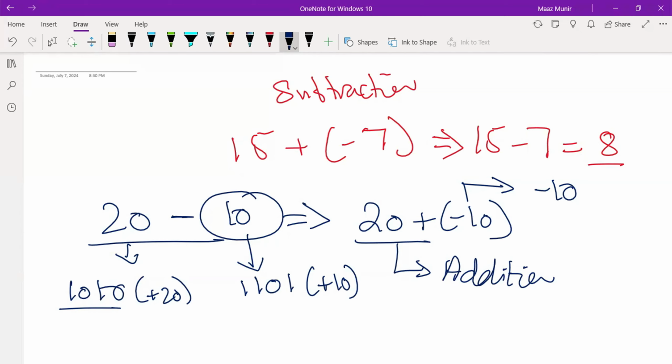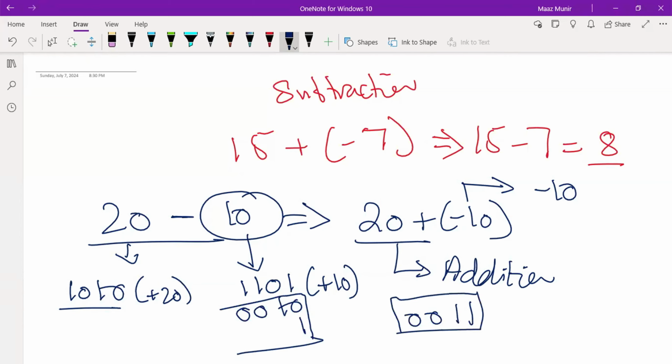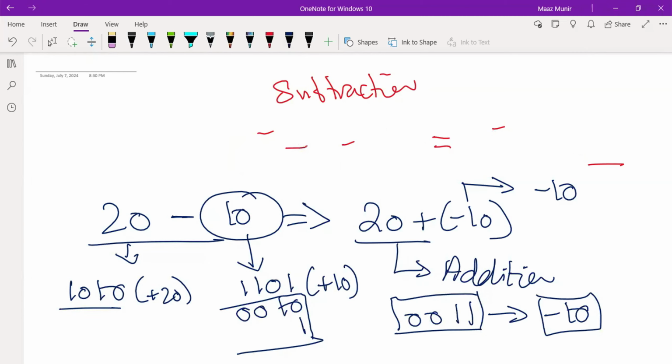We have 1101. How do we convert it into negative form? You flip it first, right? You get 0010, and then we add a 1 into it. 0 plus 1 is 1, and then we have 100. This is your negative 10 binary value. This was just an example because these aren't actual binary values for 10, but let's say if they were, we had to do it this way. We get 0011.